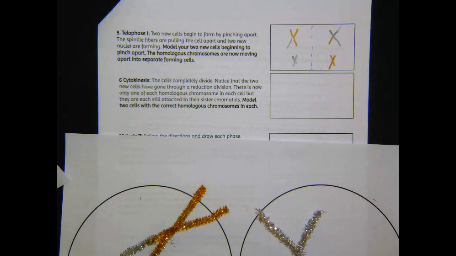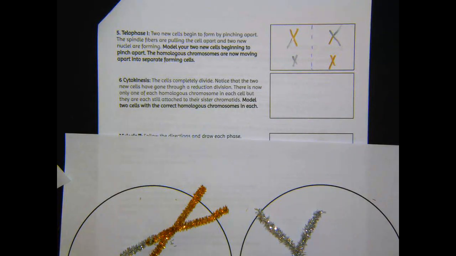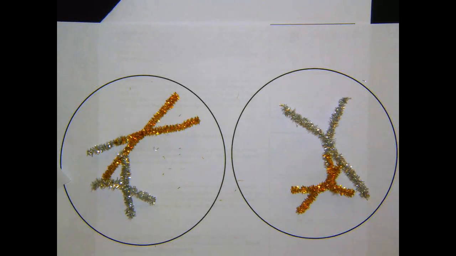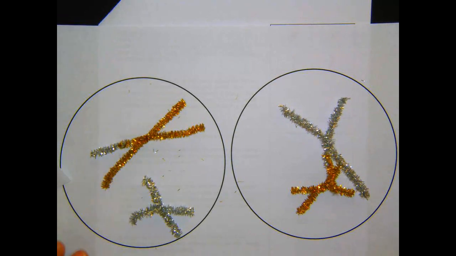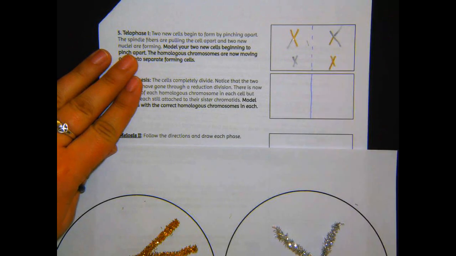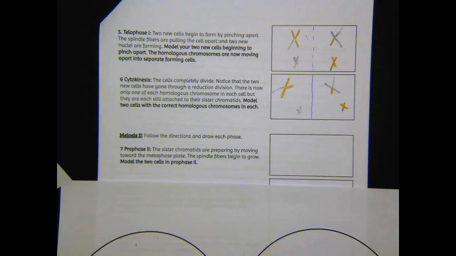Cytokinesis, the cells completely divide. Notice that the 2 new cells have gone through a reduction division. So they reduced and divided how many chromosomes there were. There is now only 1 of each homologous chromosome in each cell. Model the 2 cells completely. There is no organization. It is kind of just full disarray. They're floating all over the place. So I now have 2 new cells. I modeled it, I drew it.